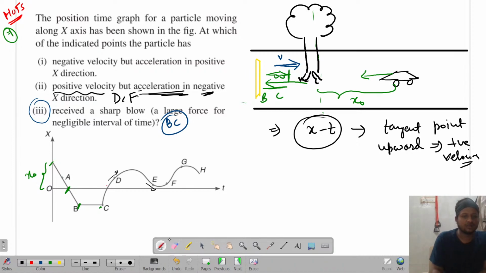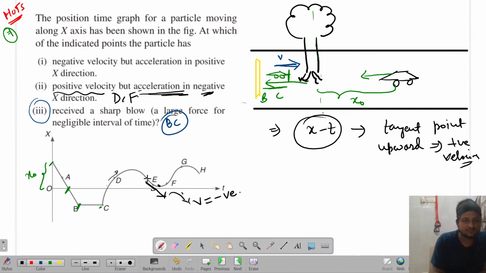Move to the next point. It is asking about the negative velocity, but acceleration is in the positive x direction. So look over it, where the velocity is negative. You observe at point T, if I draw the slope, it is pointing downwards. Yes or no? If the slope points downwards in an x-t graph, the velocity is negative or not? Yes or no? So here velocity is negative, but another point is what? You have to check whether the acceleration is positive or not.